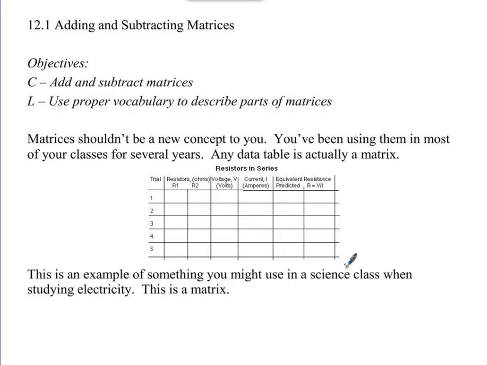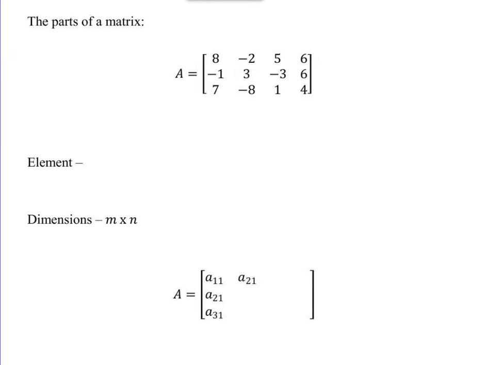So let's get right into it. The parts of a matrix. I think we've talked about this before, but it's good to review in case we haven't. First of all, we have a bunch of different elements in a matrix. The elements of a matrix are each individual part of a matrix. The elements are all of those numbers that you see in the matrix.